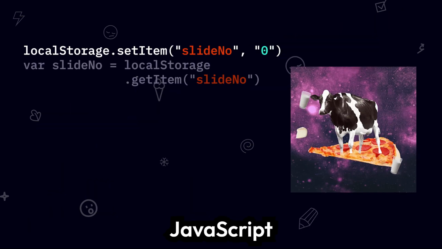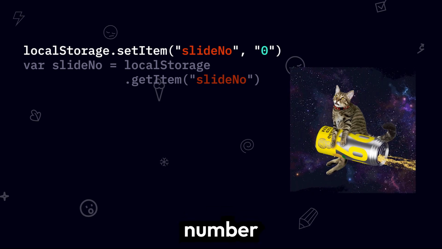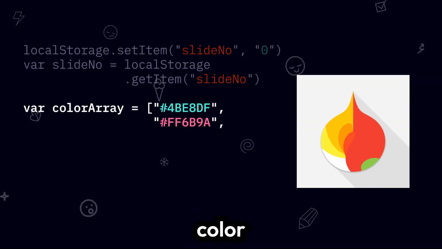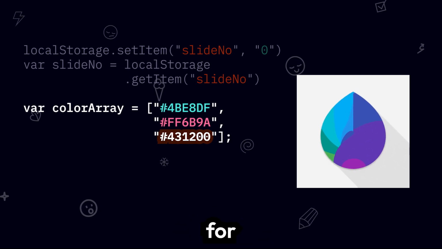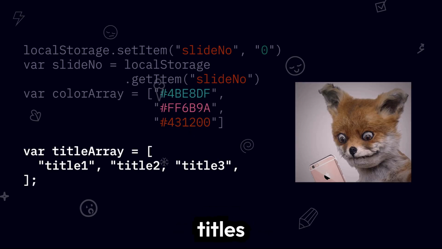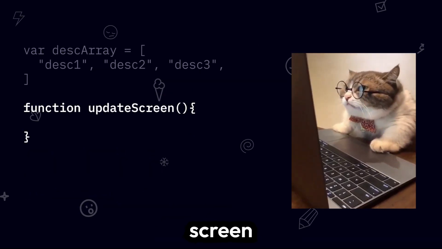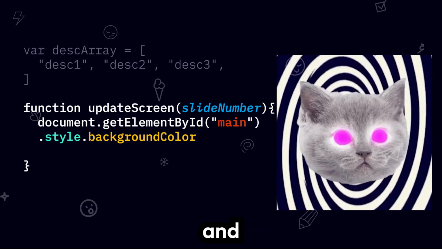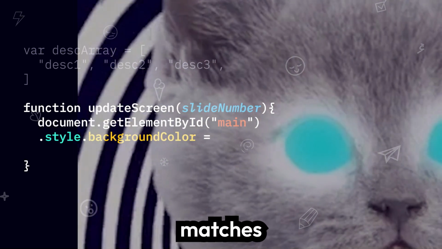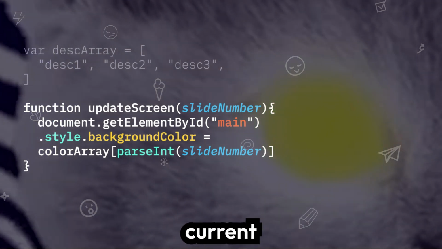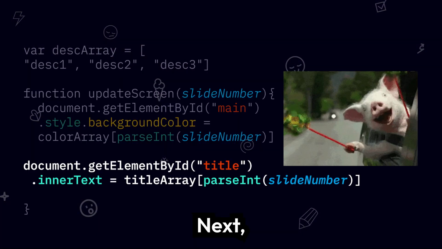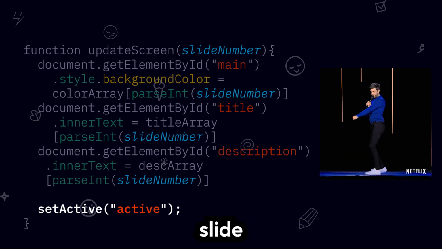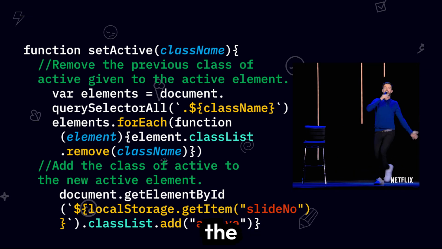In the JavaScript, we'll set up an item of slide number in the local storage, which is initialized to 0. We are also making a color array which has the different colors for each slide and arrays for titles and descriptions. We'll create an update screen function which takes the argument of the current slide number and it gets the main tag and gives it the background color which matches the current slide index from the color array. Next, it gets the title text and the description, and then it sets the currently active slide to have an active class, which is done by the setActive function.